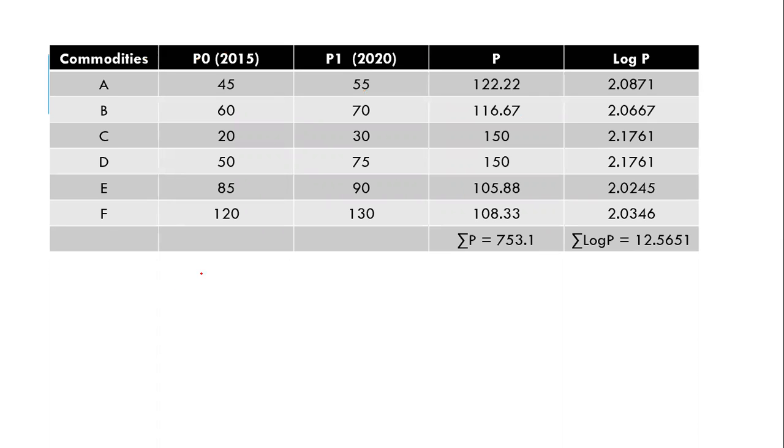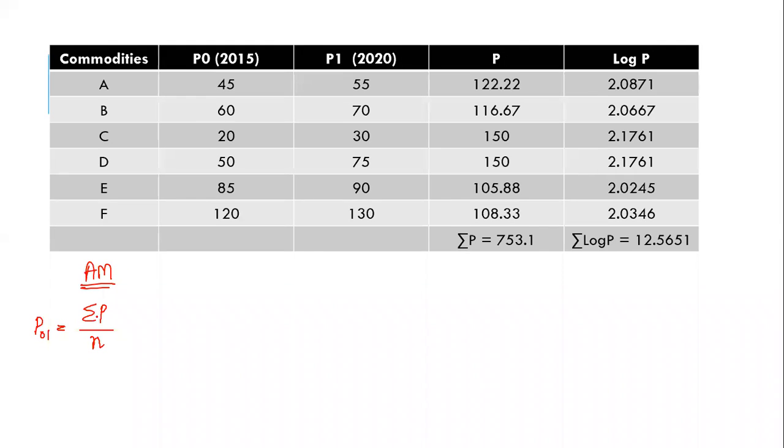What is the formula? First we will write the formula. Okay, first we will calculate the simple index based on the arithmetic mean. So what is the formula? The formula is summation P, that is P01, price of the base and the current year, is equal to summation P divided by N. Okay, summation P divided by N.